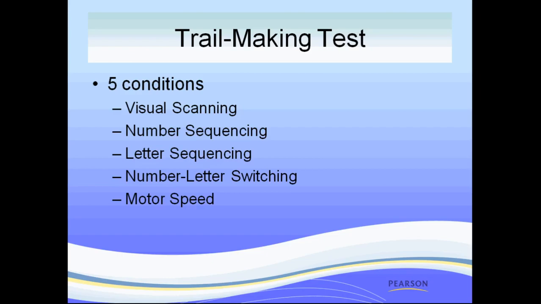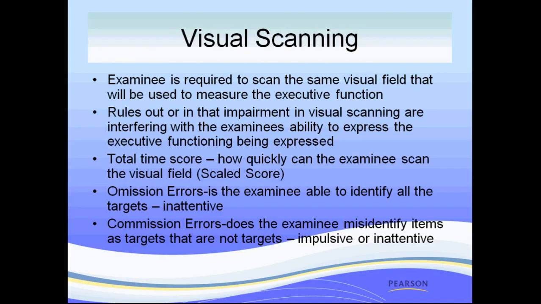A trail-making test has 5 conditions. You have visual scanning, number sequencing, letter sequencing, number-letter switching, and motor speed. Visual scanning is simply, can the person scan the visual field you're asking them to? If they have deficits in finding information on the page and you want to know if they can do these things in sequence, well, the problem could be that they just can't scan the page very well. So this is one of those sub-skills that you need to control for in order to understand if there's a problem or not. Of course, for this one, you get a total time score, how quickly they do it, omission errors, did they miss any, and commission errors, did they hit the wrong thing.